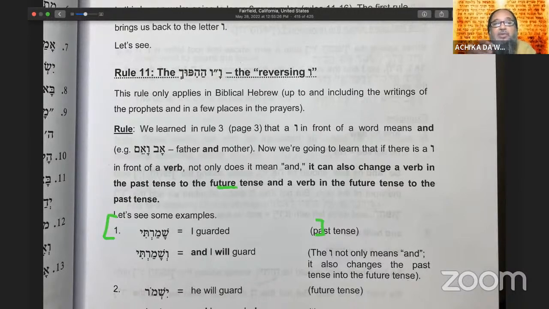It says the rule we learned in rule number 3 on page number 3, which you should have a copy of, that the wa on the front of the word means and. Okay, and they gave us an example, the av and wa aim, which is the father, and the mother. They got it in bold, so kind of go over that.